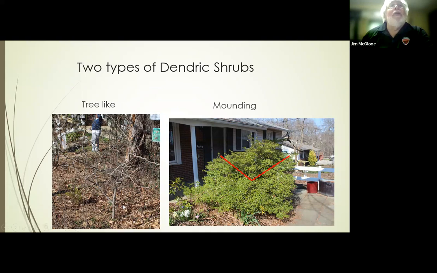So this one is a red buckeye, and you can see it grows like a small tree. It's got a single stem, then it branches off. This is one of those species that does not have a well-defined central leader, but it never gets very big. And you can prune this just like the trees that we've been talking about. The other type are these mounding shrubs, things like boxwood, and this is an Asian rhododendron.